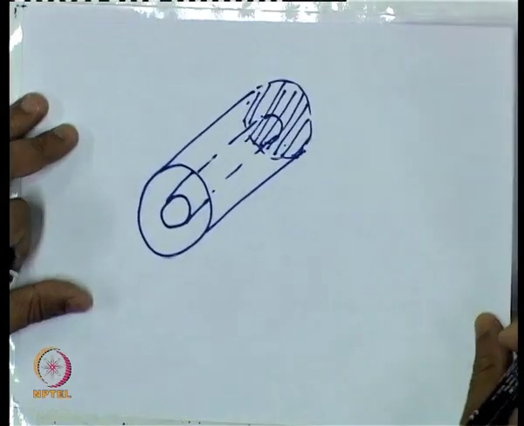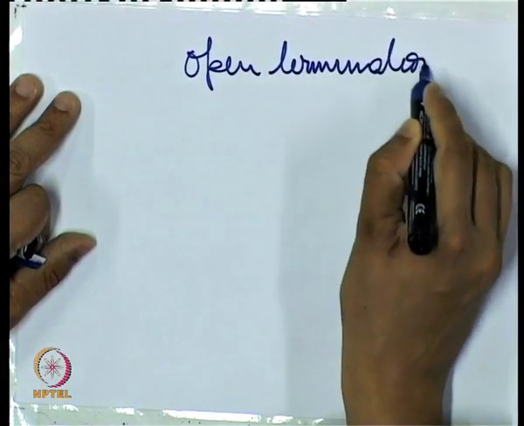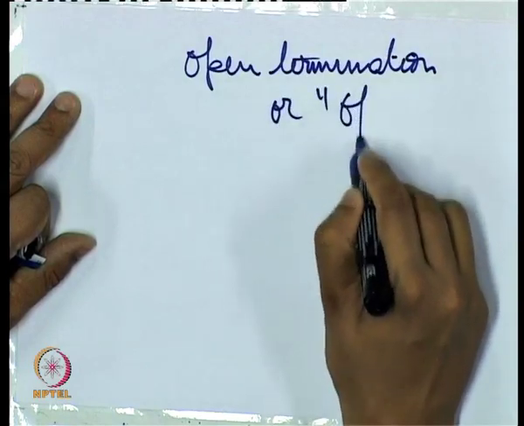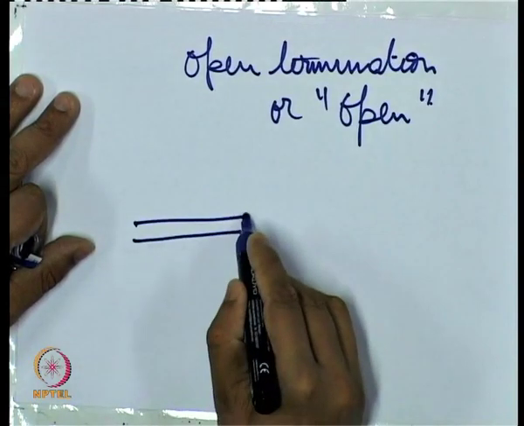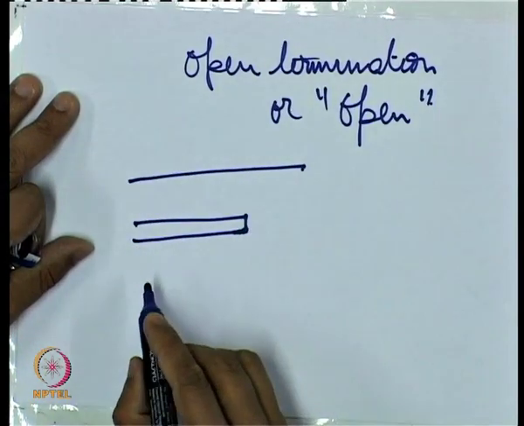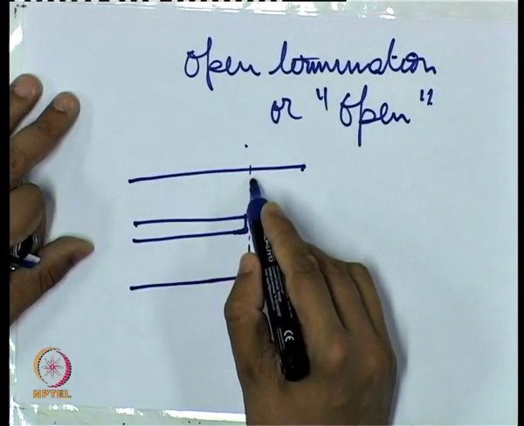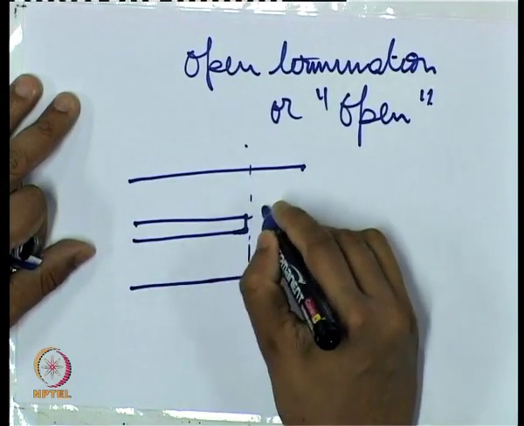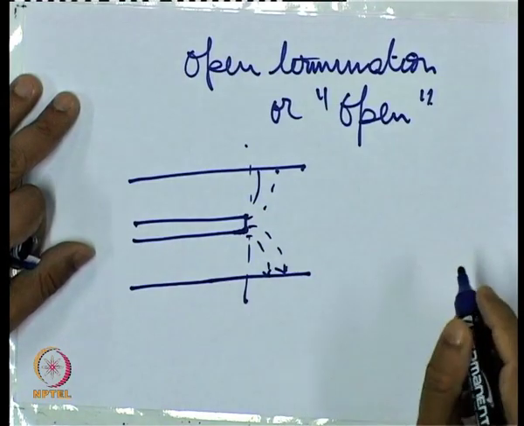Similarly, say if I want to implement an open termination, or simply an open. Again, suppose I take a cross-sectional view of my coaxial cable, and say I have my outer conductor just till this level, this point. Then there will be a lot of fringing fields, and this will cause the quality of the open termination to degrade.